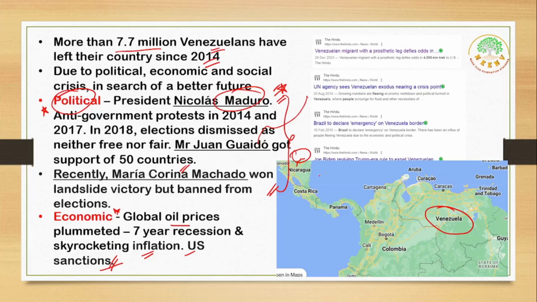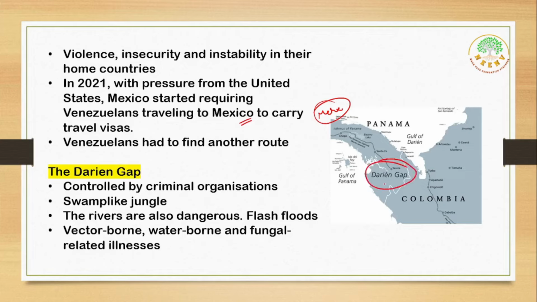And if you look at the map here, there is a connection here. And this small connection is called the Darien Gap. But this Darien Gap is very dangerous because of the thick, swamp-like jungles. The rivers are very dangerous. There are mountains that you have to climb. Suddenly, there can be flash floods, and these areas are controlled by criminal organizations and militias. So, if you're crossing through this Darien Gap, it is like you're gambling with your life. And you can also be exposed to vector-borne diseases, waterborne diseases, fungal, and other illnesses.